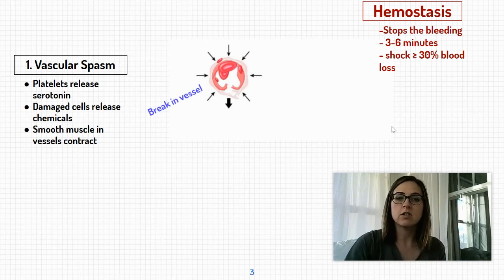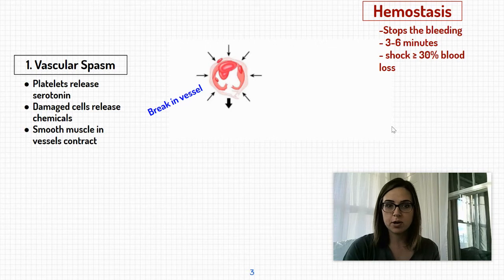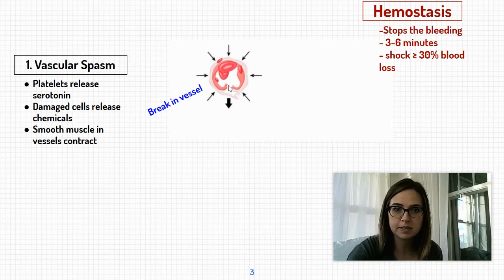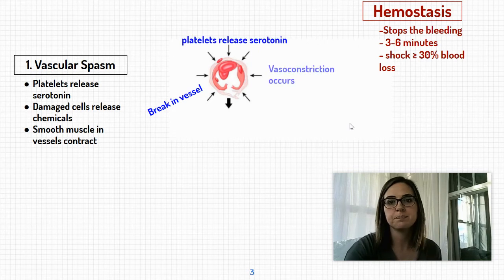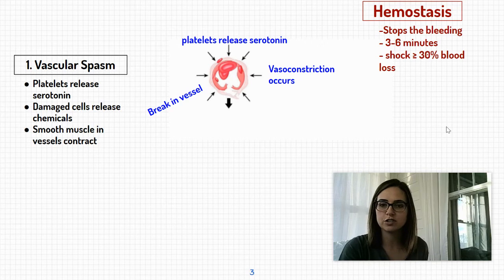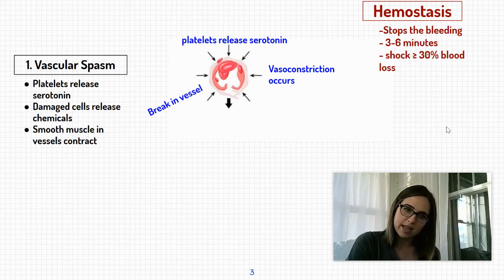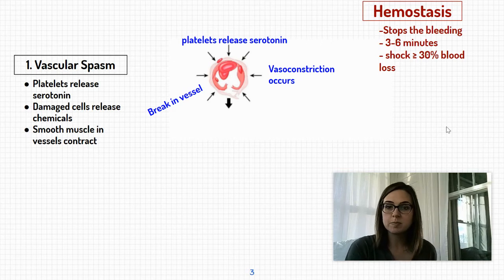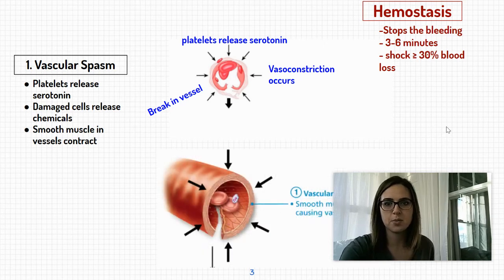Okay? So if you want to label there, we've got a break, which is really kind of being depicted right here, a break in our vessel. Platelets release serotonin and vasoconstriction occurs. Remember, vasoconstriction is just the constriction of a blood vessel. Okay, so that is step one, vascular spasm. This happens very, very quickly, within the first few seconds of a break or a bleed.